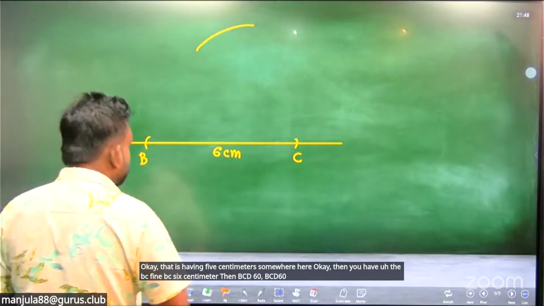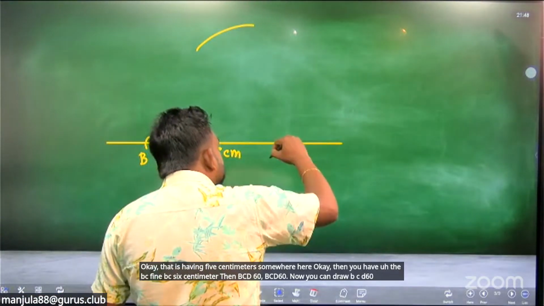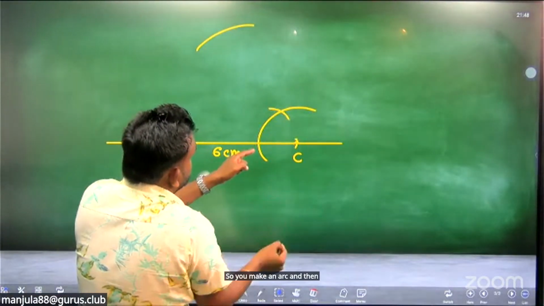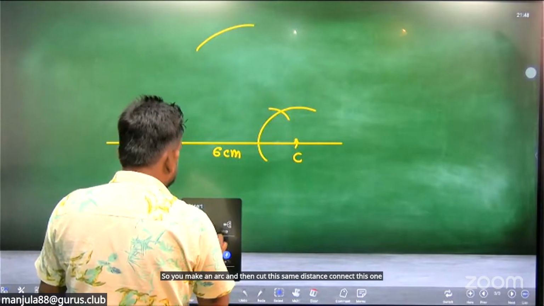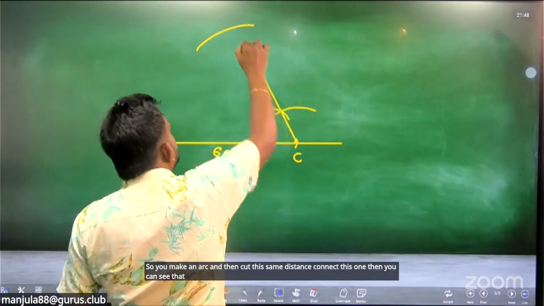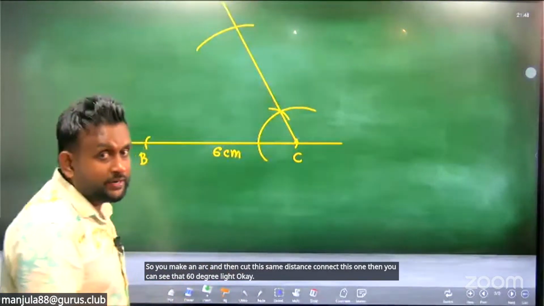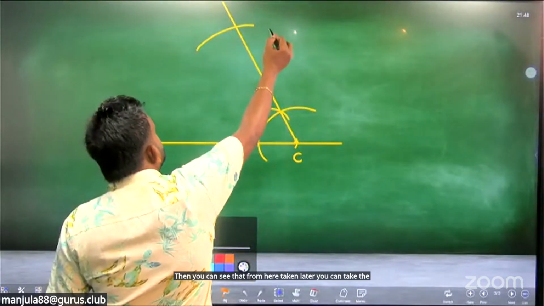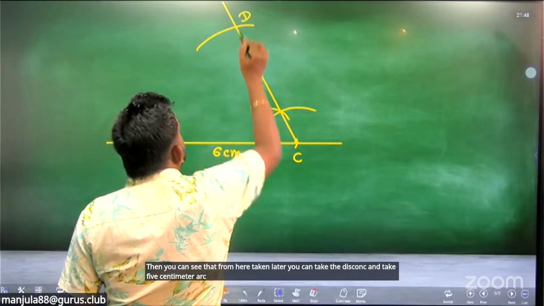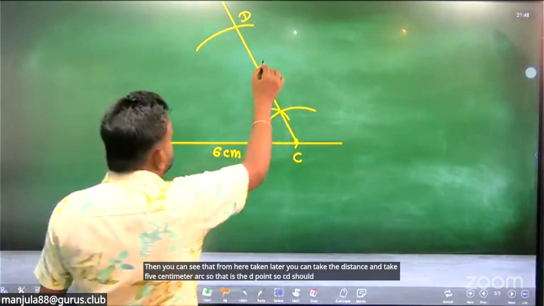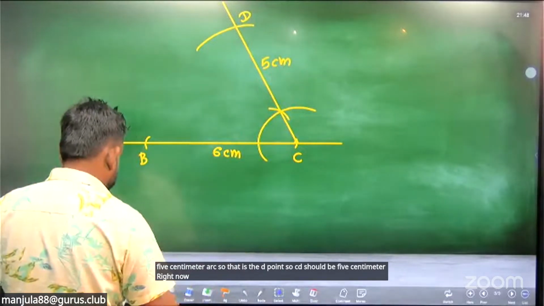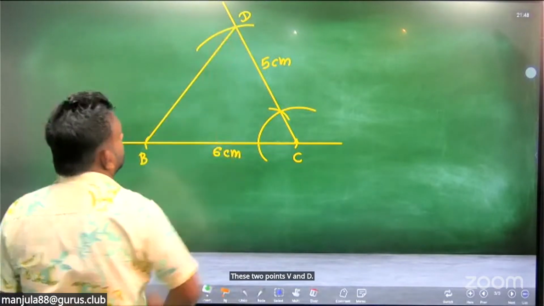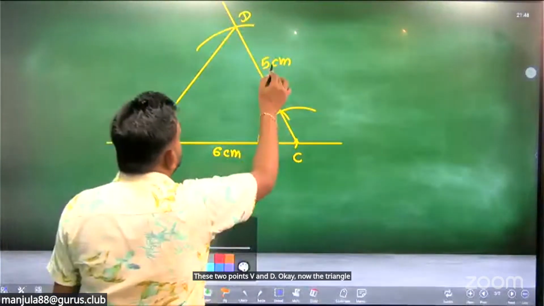Now for angle BCD 60, at the C vertex you can make a 60-degree line. So you make an arc and then cut the same distance, and connect this one. Then you can see the 60-degree line. From C you take the distance of 5 centimeters by arc. So that is the point D, and CD should be 5 centimeters. Now the triangle is constructed. So now you connect these two points B and D. Okay, now the triangle is done.